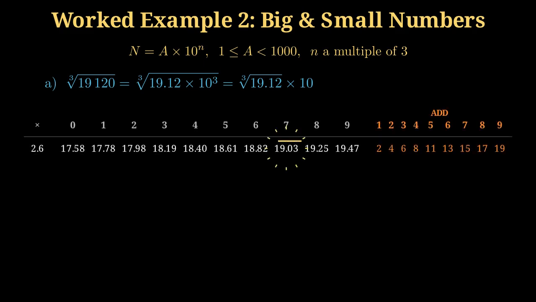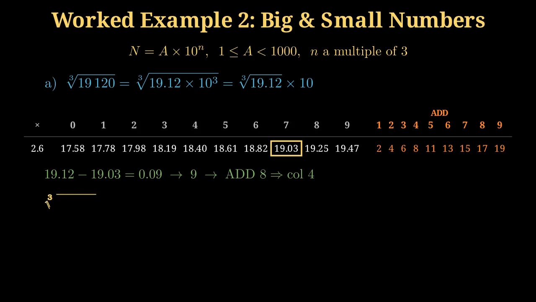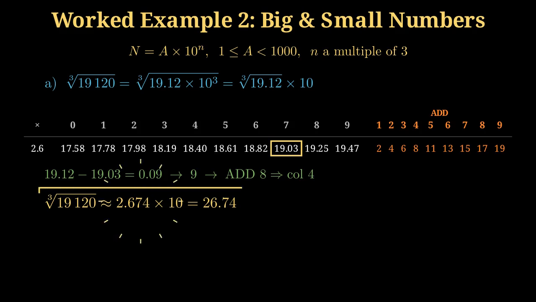It is not printed. Closest below is 19.03, row 2.6, column 7. The root starts 2.67. Subtract 9 in the last place. The ADD columns offer 8 as the closest under the column headed 4. Fourth figure, 4. So the cube root of 19.12 is 2.674. Now the 10 from the decimal shift: 2.674 times 10, 26.74.